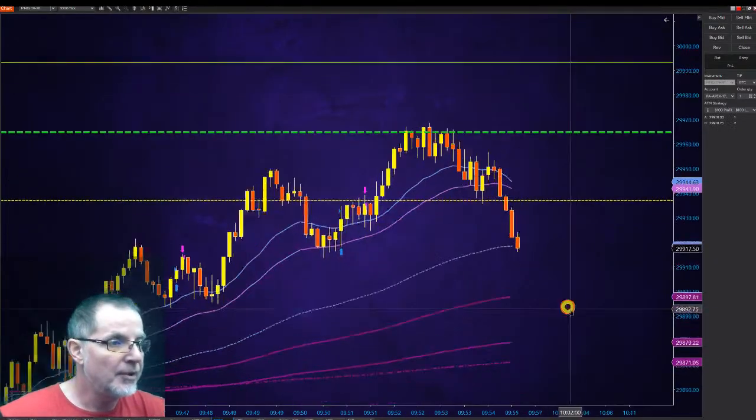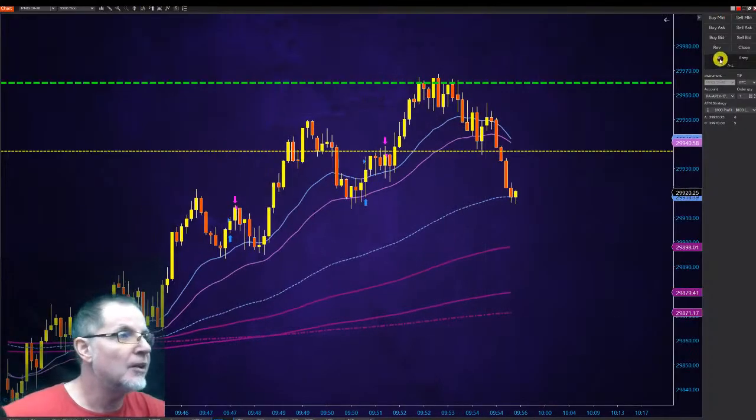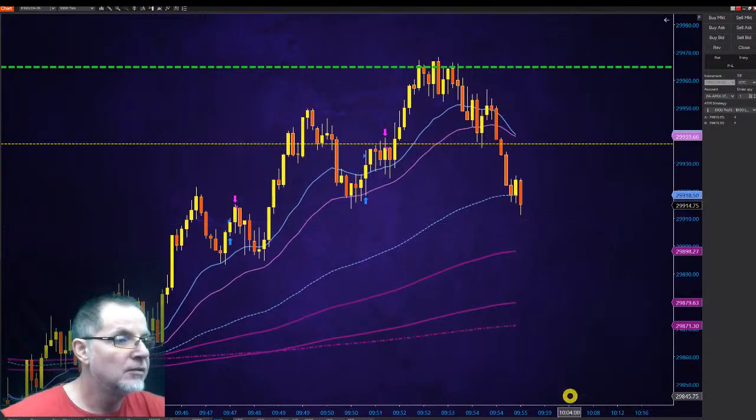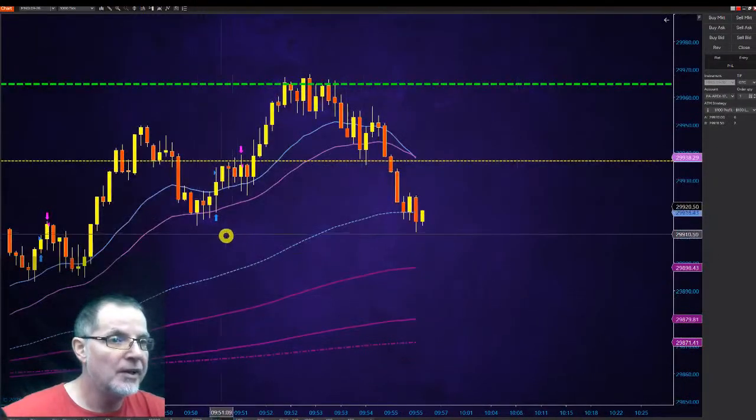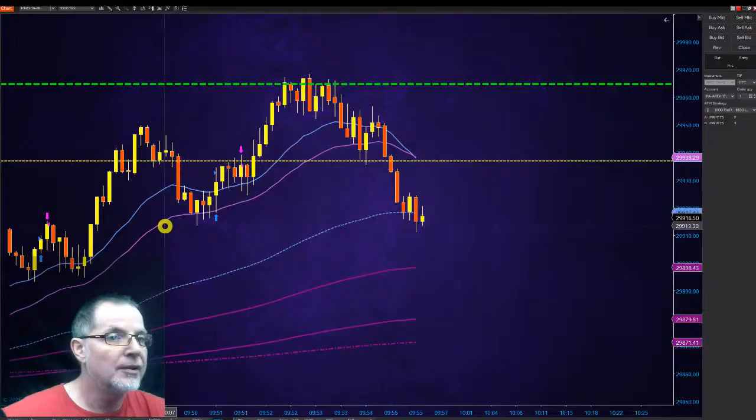All right, maybe we'll get a setup here. This is the setup idea. Everything is in line, all the moving averages. We're getting a liquidity sweep right there.